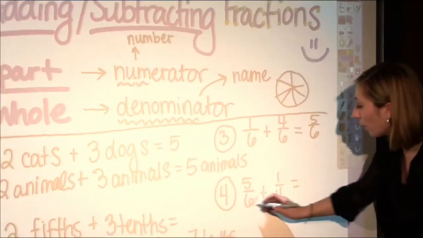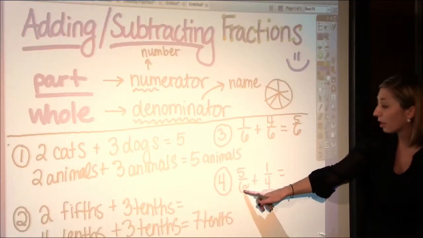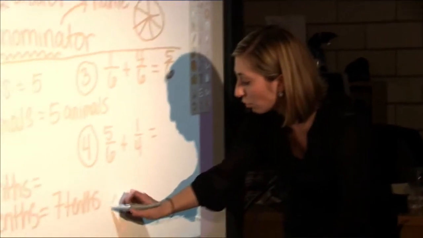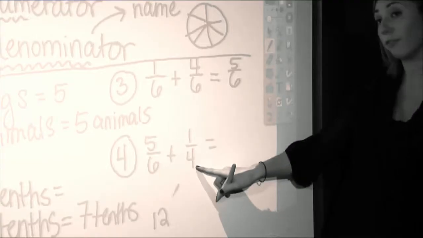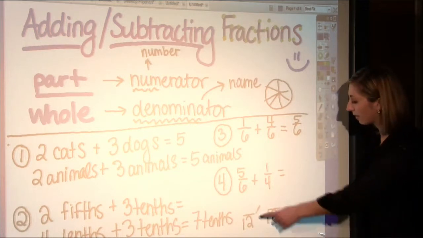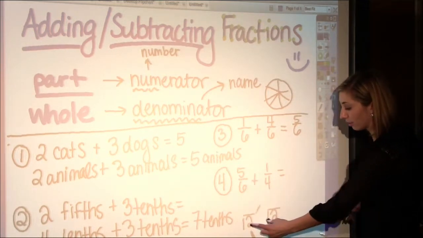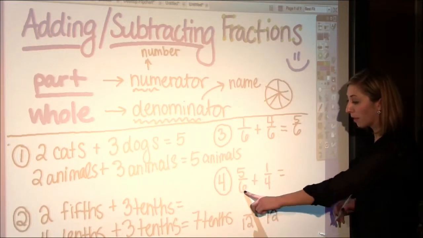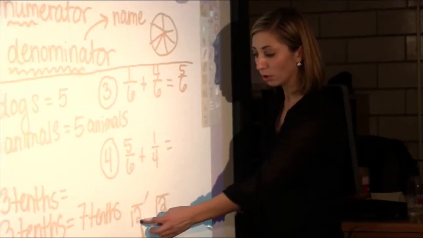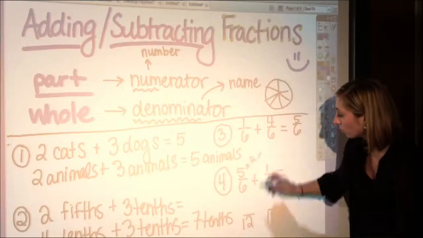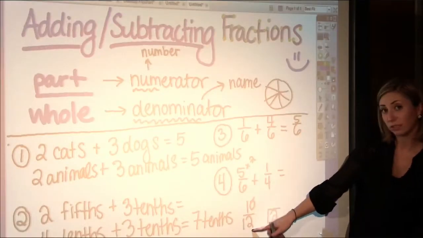So the way that we do that is we find a number that both of our denominators go into. And in this case, that number is 12. Because 6 goes into 12 evenly and 4 goes into 12 evenly. So we find that number. Once we find that number, we're going to change our denominators to that. So this 5/6 is going to change to something 12ths. Well, we multiplied our 6 by 2 to get 12. So that means we're also going to have to do that to our numerator, so times 2. So 5/6 is equivalent to 10/12ths.